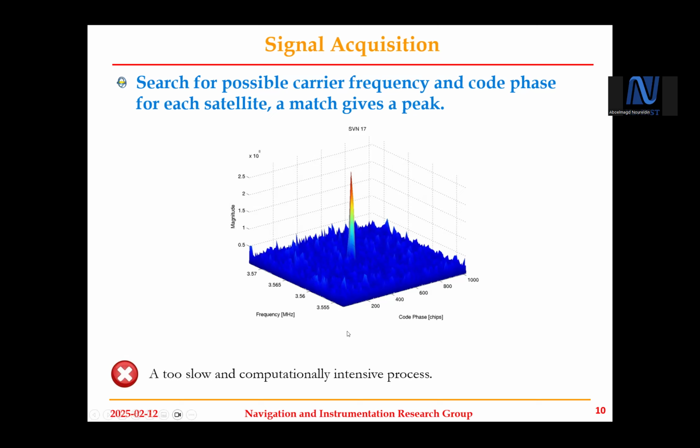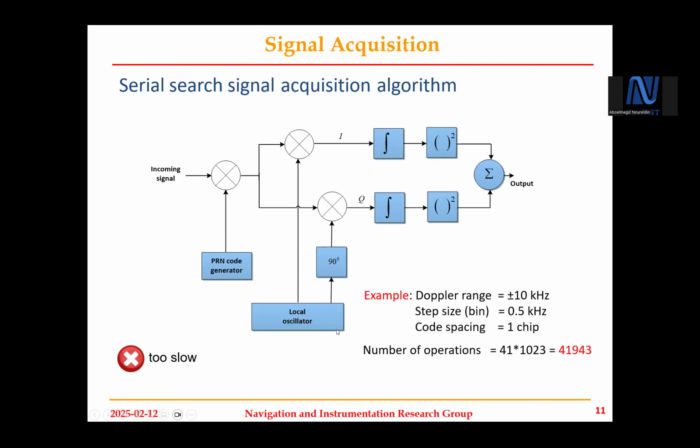So how is this done? There are three methods to do this search, the signal acquisition. By the way, it's a very intense process. The most common approach is what's called the serial search signal acquisition algorithm. This is, by the way, the most common, although the slowest among the other two, as we will see shortly, but it's the most common, I believe.